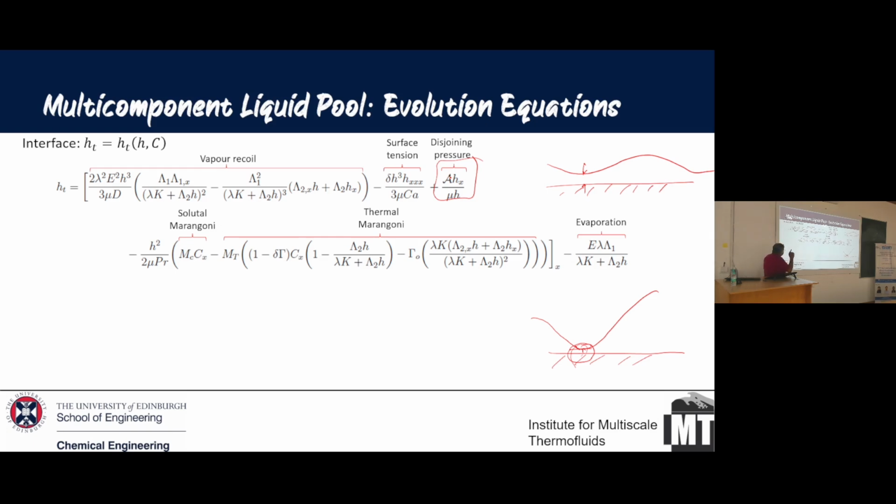So you've got this disjoining pressure to help make sure that you don't go for a complete dry out and you don't break down these equations completely. And of course, there is another set of equations which is basically on the vapor recoil. This is basically the effect of vapor on top of the interface.